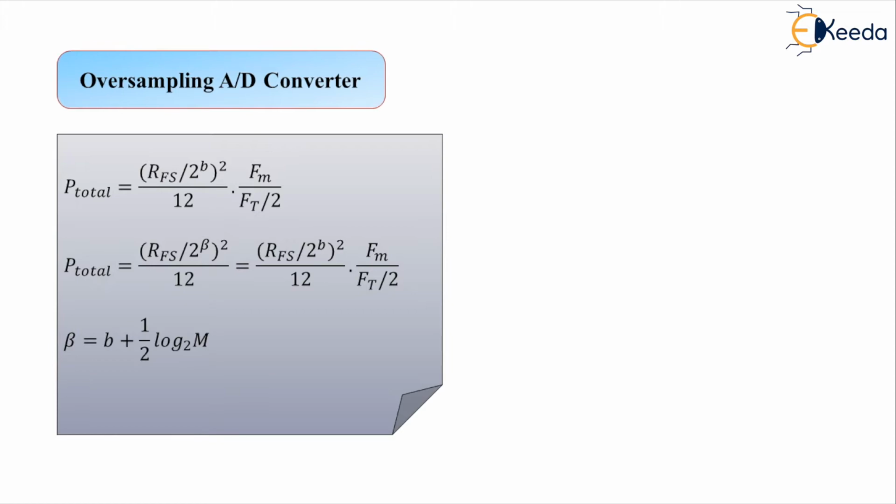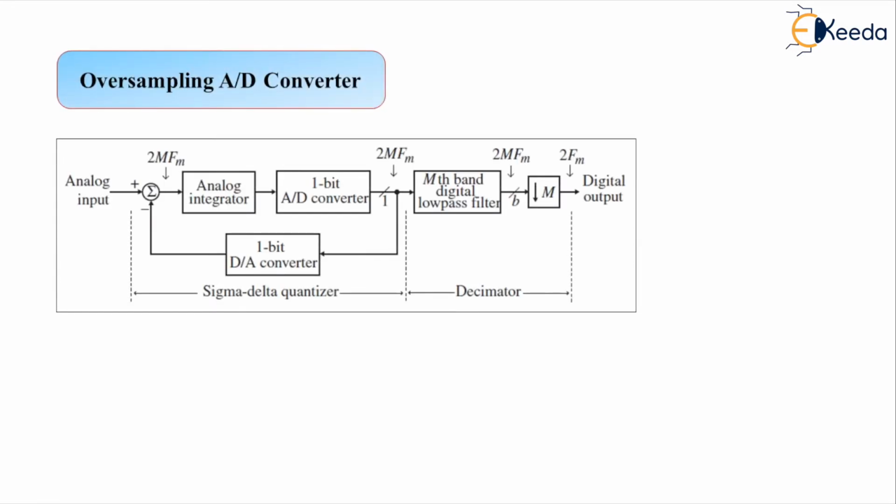So for improvement into the noise performance, here is the structure of the oversampling sigma delta A to D converter. Here we have the analog input at the left hand side fed as input to the summation, where we have the further blocks of analog integrator, 1 bit A to D converter and a feedback loop by 1 bit D to A converter.